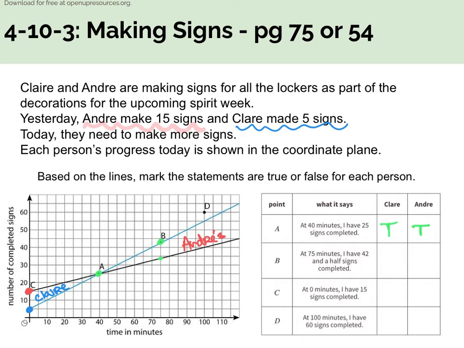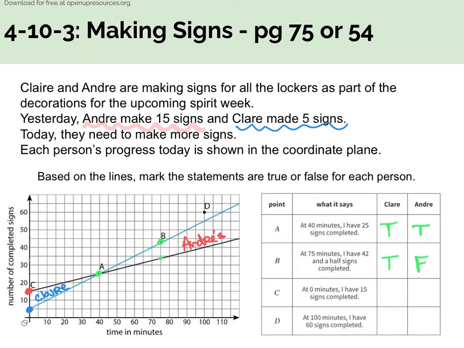Then at 75 minutes, 75 is here and here. Does Claire have 42 signs? Is that true or false? That's the blue line. Does she have 42? Yeah, it's a little bit above 40, so that is true. Does Andre have 42 signs? That's the black line. If you look at it and go over, that's not 42, so his is false.